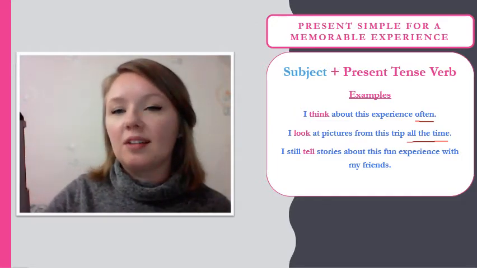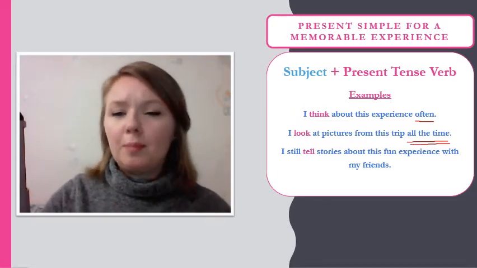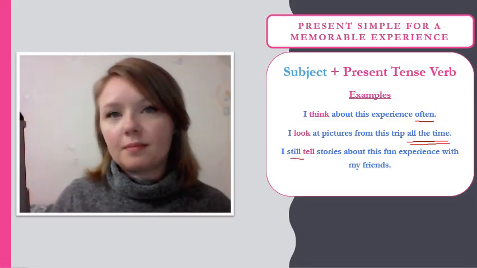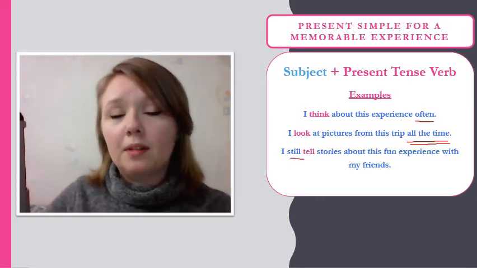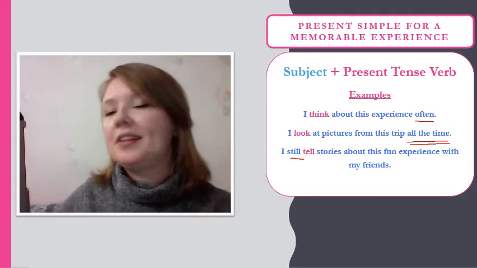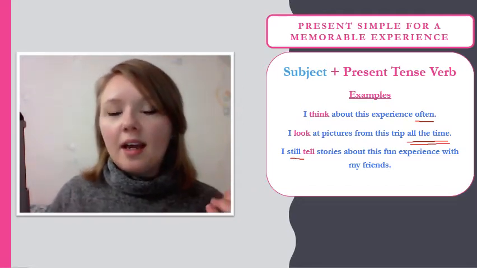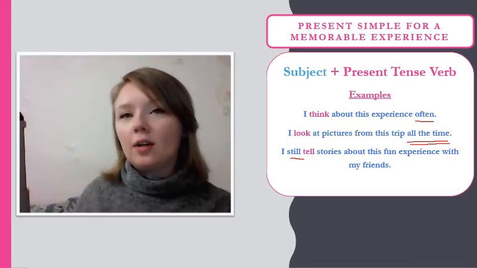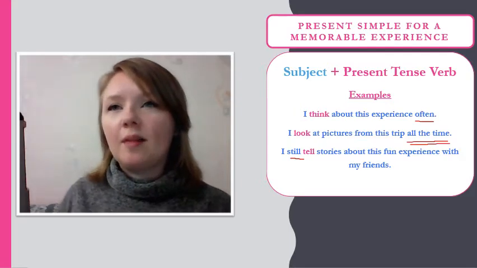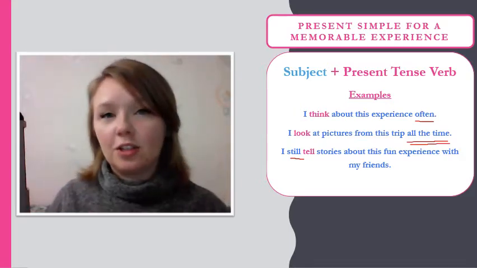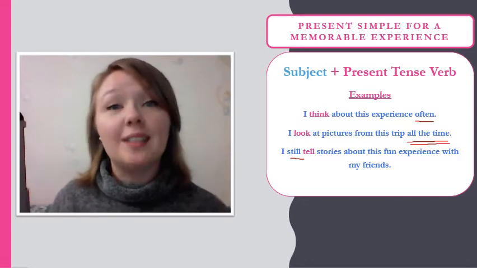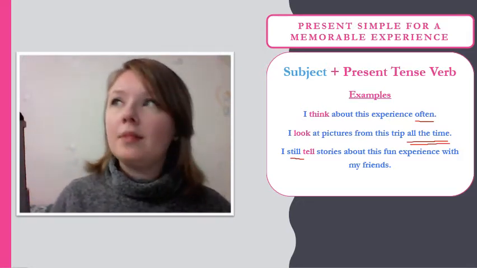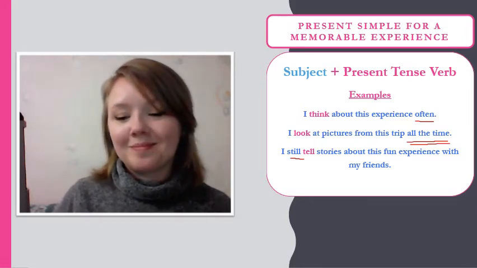I think about this experience often. I look at pictures all the time. I still tell stories about it. Maybe a memorable experience, for example, could be something like playing an instrument on stage for the first time. And you can talk about your experience and then maybe say, oh, I still play the guitar today, right? It's true today. So there are many ways we can use present simple even when we are talking about the past.